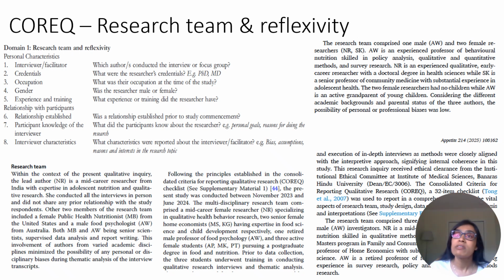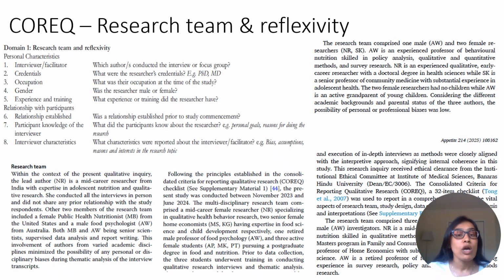Now, what does this research team criteria cover? The first point, if you look here, is the interviewer or facilitator. Which authors conducted the interview or focus group? You need to mention this within the manuscript text. It's not under references or bibliography, not in the acknowledgement section. This will come within the text, within the method section. Which researcher conducted the interview? If I have conducted it, then I'm going to put in my abbreviation, NR conducted the interviews or the focus group. So it's important, and I'll show you how it's written there.